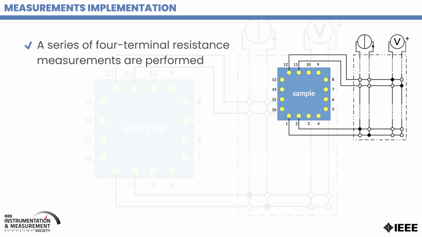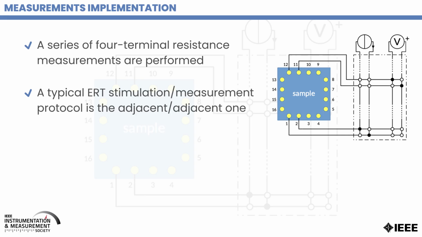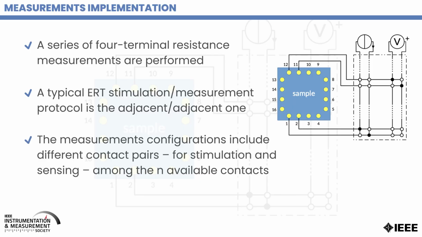The way you perform these measurements is called the stimulation and measurement protocol. Typically, the so-called adjacent protocol is used, where each pair of adjacent contacts is used once as the current source pair, and all the other contacts are used for voltage sensing. Then the protocol involves a number of these measurement configurations in order to get the most possible independent information of the electrical network represented by your sample.